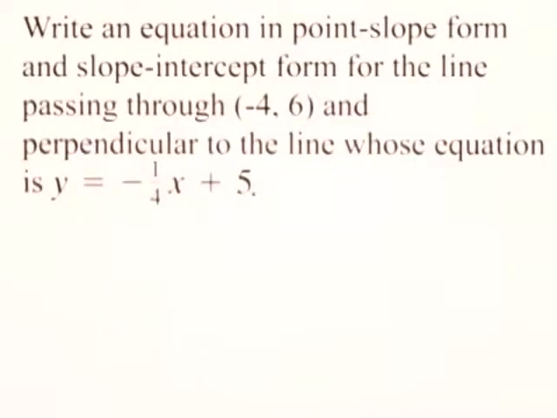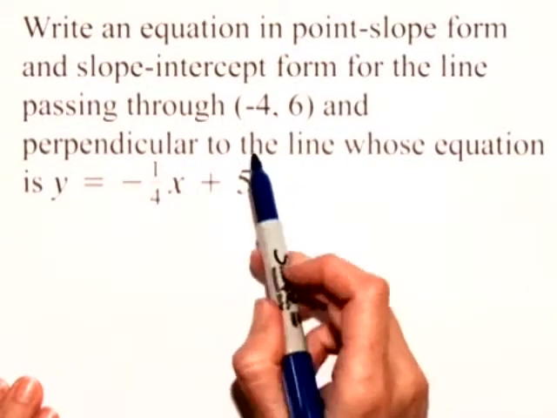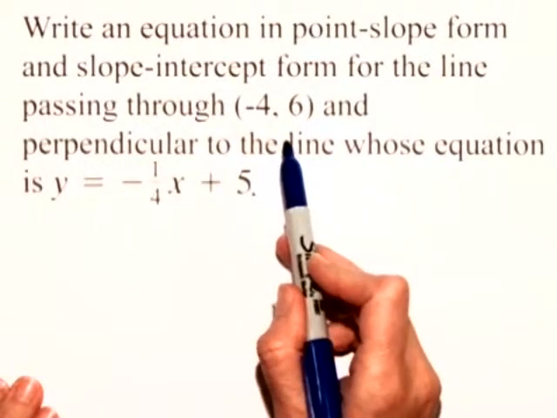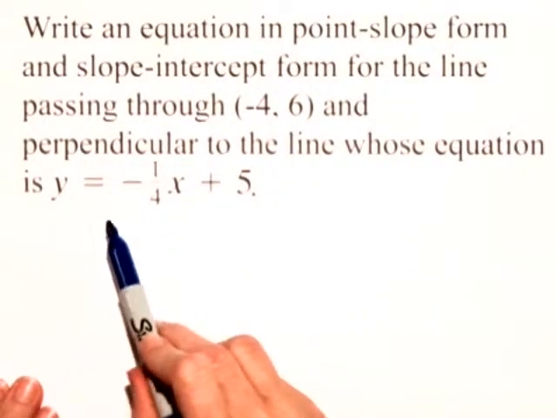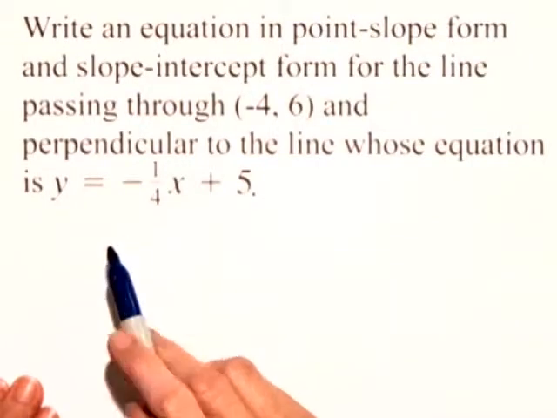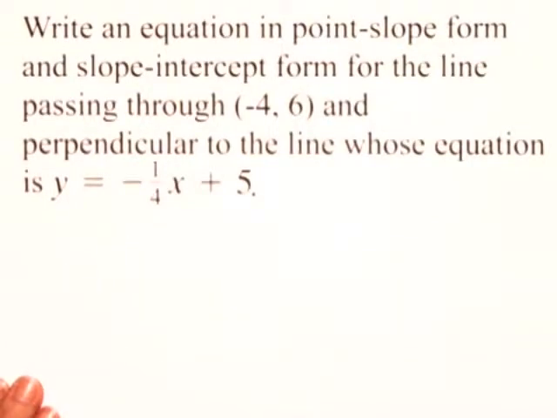In our next problem, we're asked to use the given conditions to write an equation of a line in point-slope form and in slope-intercept form. So let's look at our given conditions. We have a line that's passing through (-4, 6), and it's perpendicular to a line whose equation is given as y equals -1/4 x plus 5.